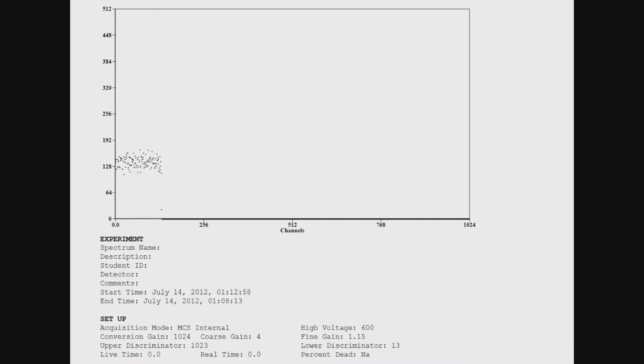Anyway, what you're seeing in front of you are data plots from the Nekonome II Gamma Spectrometer, which is a UCS 30 from Spectrum Techniques.